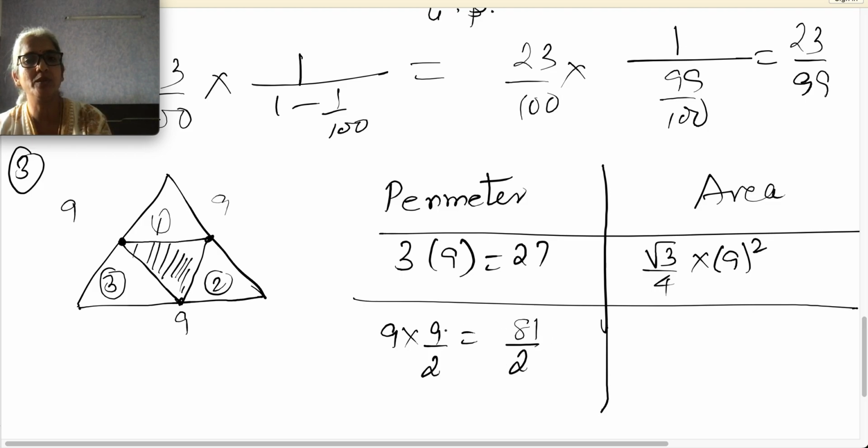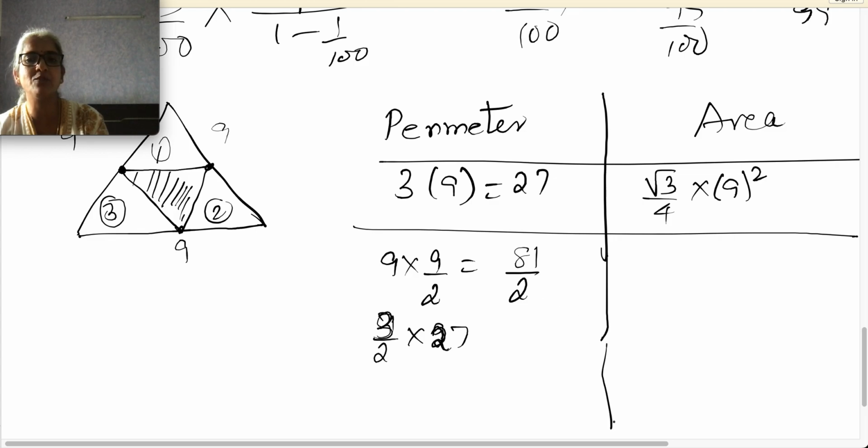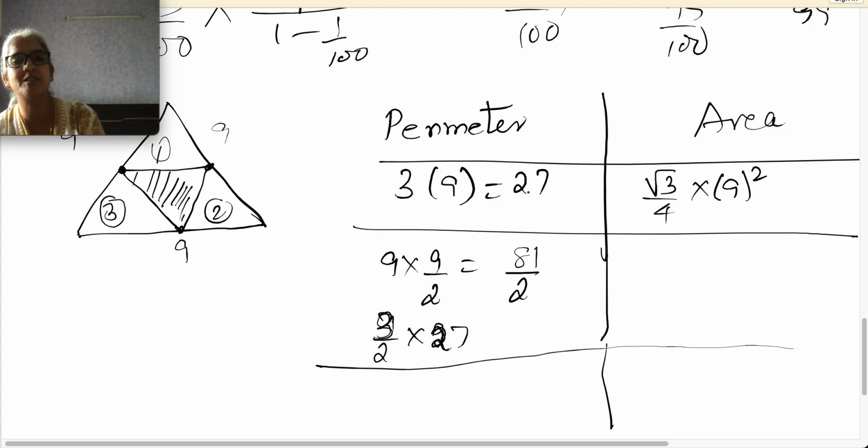I may also want to write it, I'll leave it as 9 by 2 times 9, or 3 by 2 times 27. And I'm purposely doing this because I want to see if there is some relation with the first term. Okay, so first term is 27, right? The first perimeter.